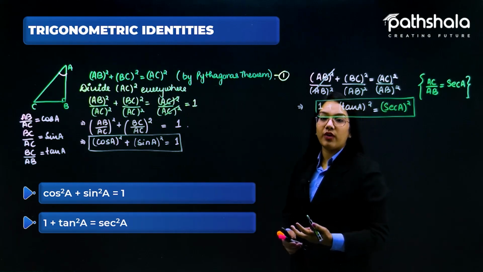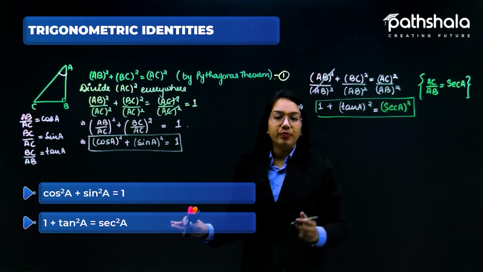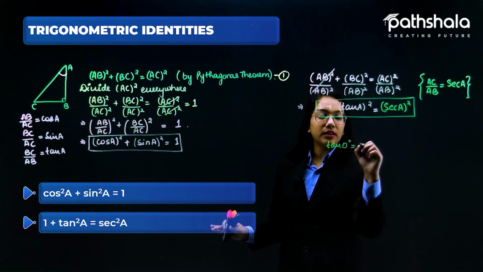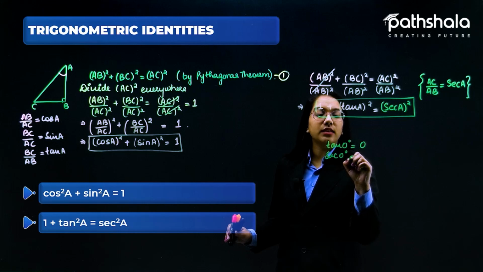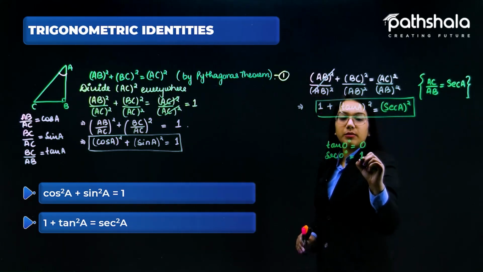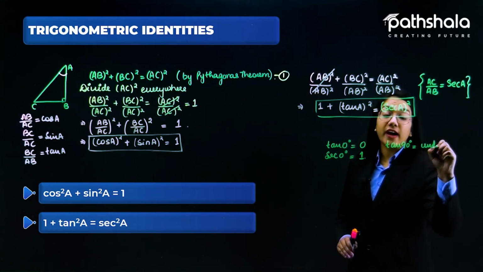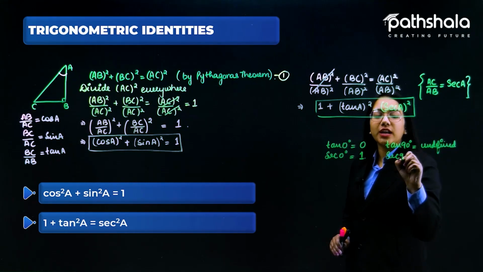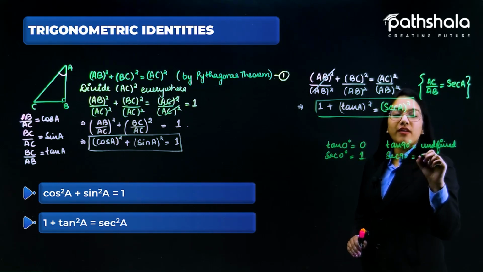If I'm talking about the 0 degree angle, we know that tan of 0 degree is equal to 0, and secant of 0 degree is equal to 1. But tan of 90 degree is undefined, and similarly for secant of 90 degree, since cos of 90 degree is 0, the reciprocal of 1 by 0 is again undefined.